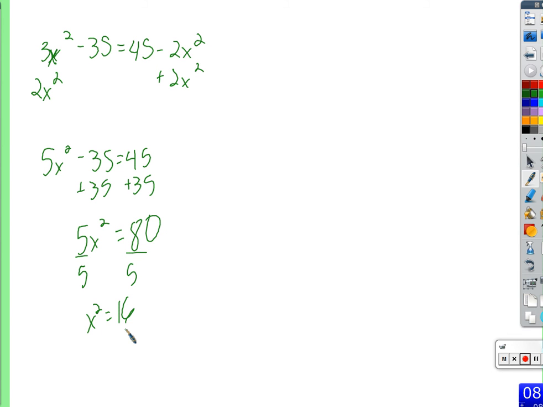I'm just looking for a number that multiplies by itself to give us 16. Does such a number exist? Plus and minus 4. Actually, two numbers exist that do this job. Plus 4, square it, you get 16. Negative 4 times negative 4 is also a positive 16, so both of those are solutions, plus and minus 4.